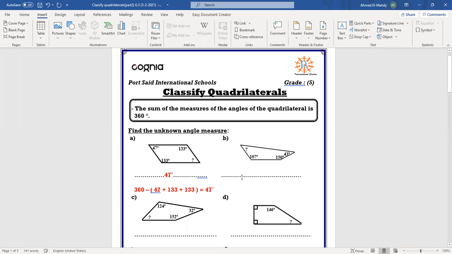The next one is not a parallelogram, not a rectangle, not a square. In this one it's also not a trapezoid. Here there are no parallel lines. So for that, we must use this idea: we subtract 360 minus the sum of the given angles.